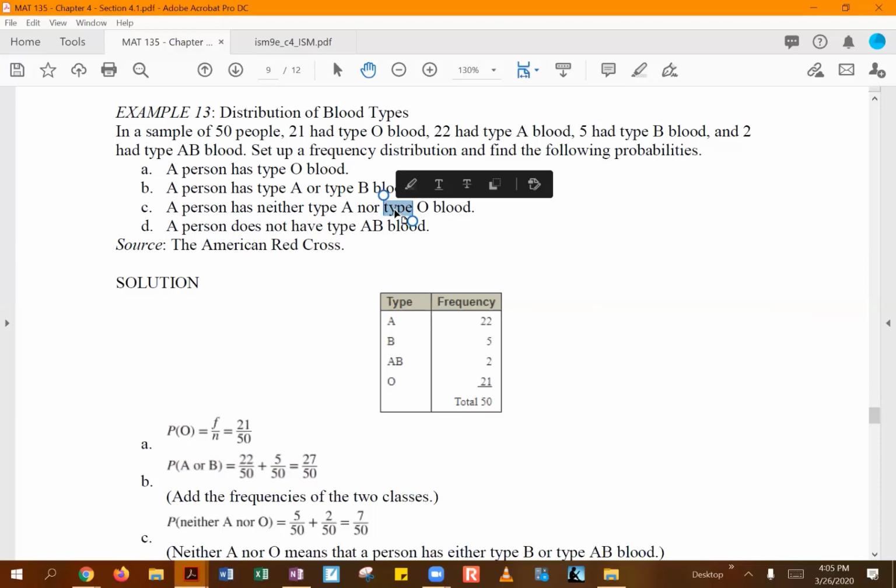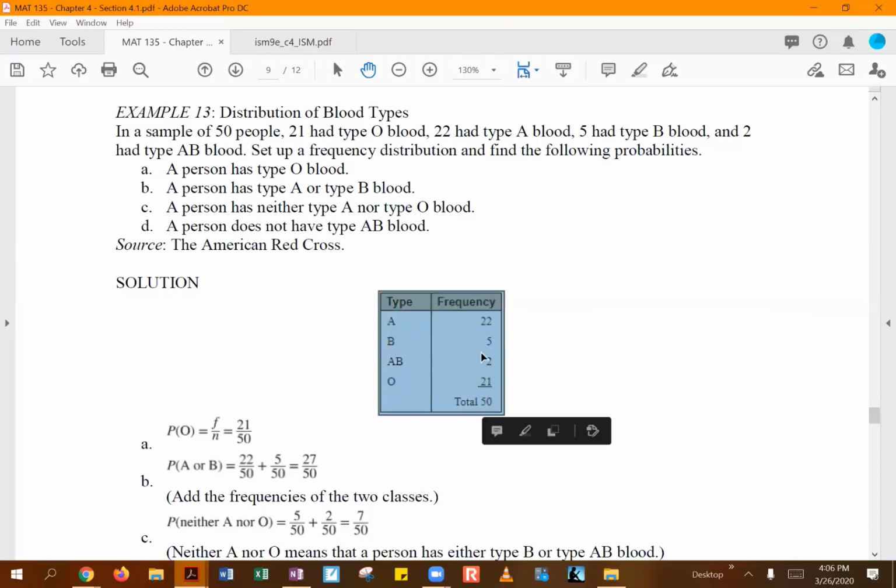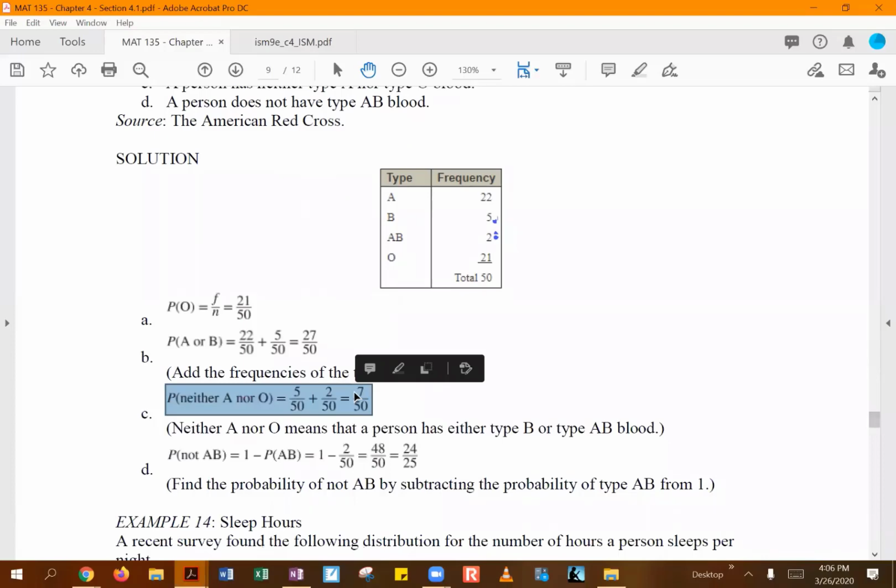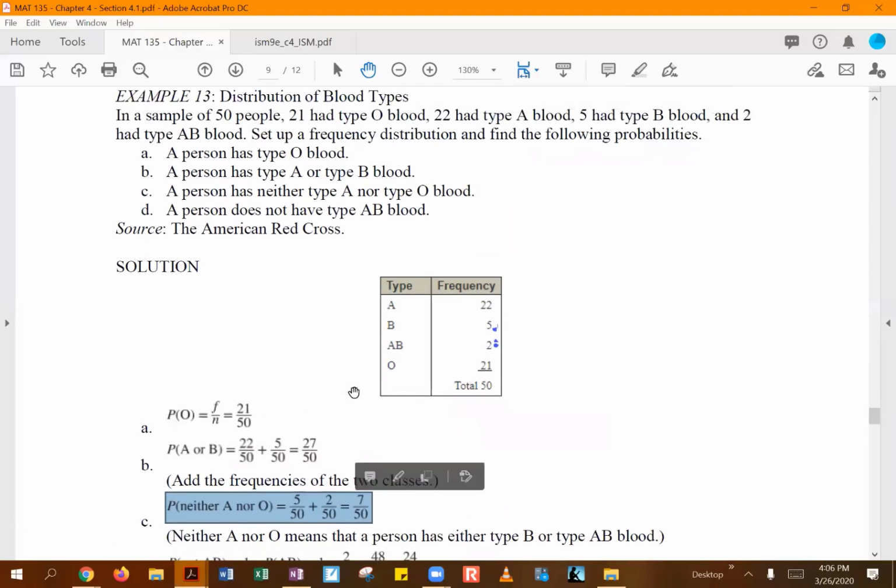Now let's look at part C. They're saying a person has neither type A nor type O. Now you can use the idea of a complementary event: if they are not A and O, then they're going to be B and AB. That's 5 people from there, 2 people from there. So you can add the 5 and the 2, which gives you 7 out of 50. So you can do it that way also.